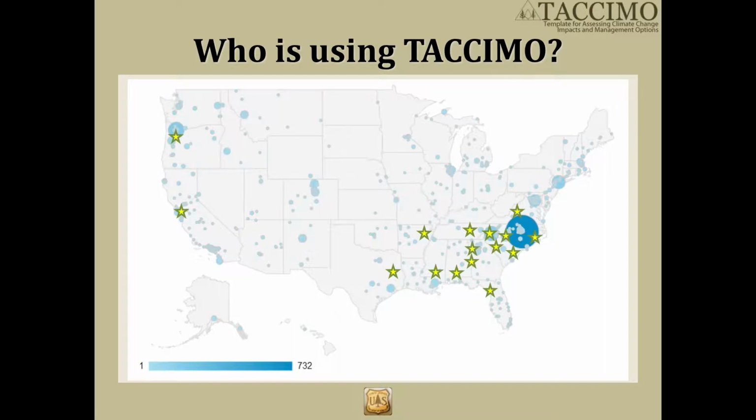Who is using it? This is just a map of where our Google Analytics tell us people are using the tool across the U.S. in the last year. The South is kind of the epicenter of TACCIMO's applications, especially within the National Forest System, as signified by the stars, where we've had direct interactions with those forests applying the tool. Out west, we've also had collaboration with California and the Pacific Northwest regions of the National Forest Service.